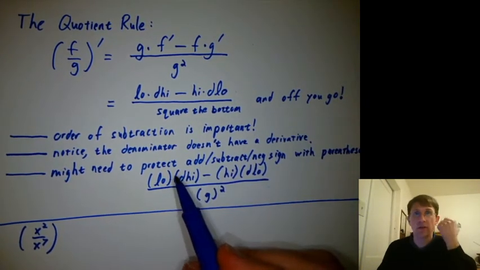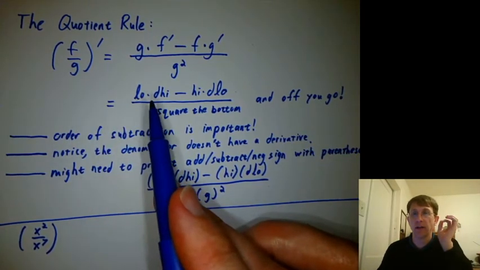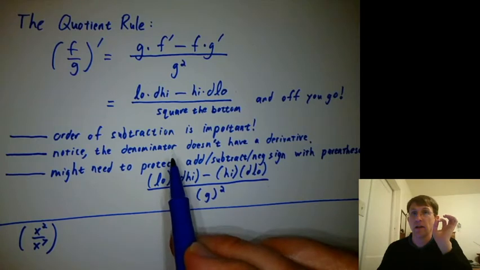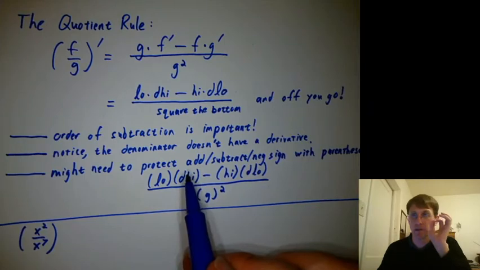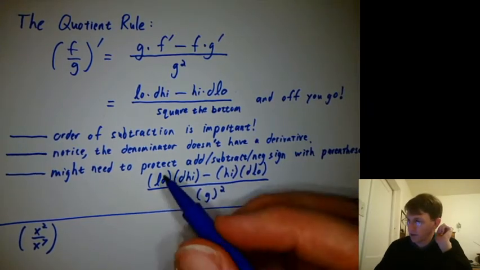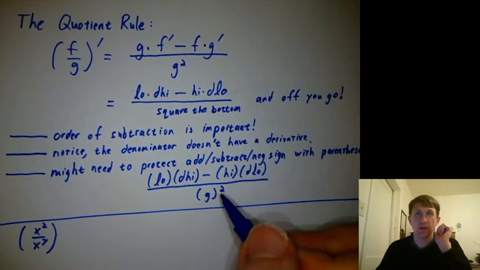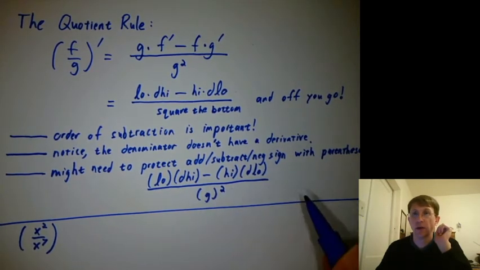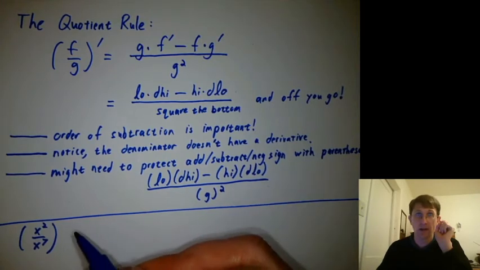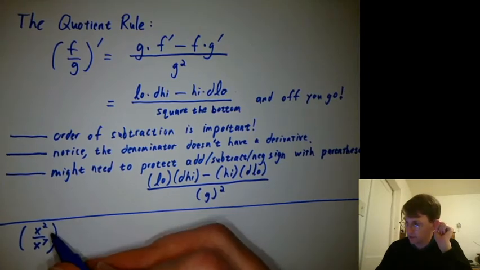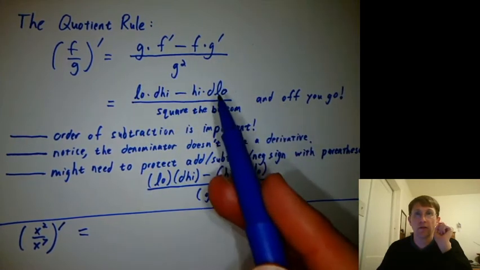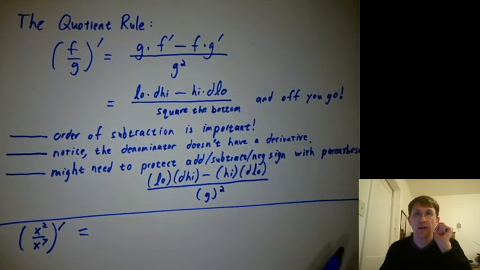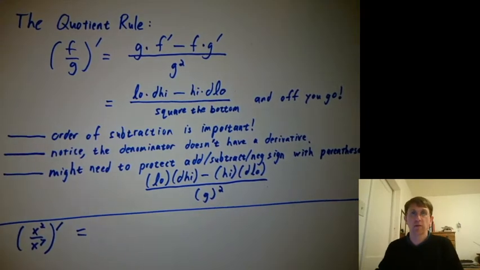And if your f or g has an add or subtract in it or a negative sign, you might need to protect that using parentheses so order of operations still gives you the right answer. So you might want to think of it as low d high minus high d low, square the bottom, off you go, but with each term protected by parentheses. So our first shot at trying it, here I'm proposing x squared over x to the 7th. I recommend writing out the generic form and then under that writing the specialized version for this.